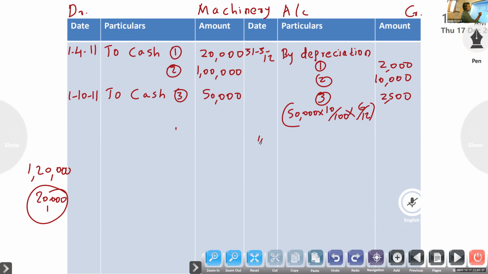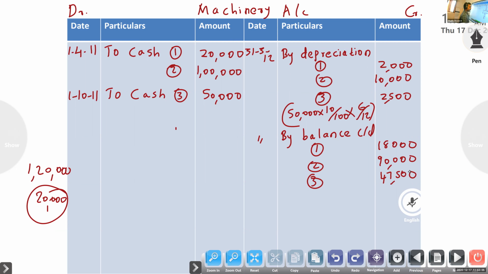Next, by balance CD. By balance CD, first one, 20,000 minus 2,000. I am not writing it out, now you are experts. Second one, 1 lakh minus 10,000. Third one, 50,000 minus 2,500. So debit side total.